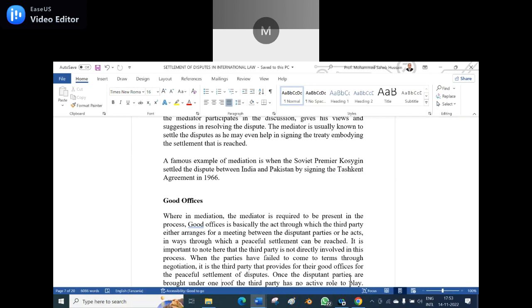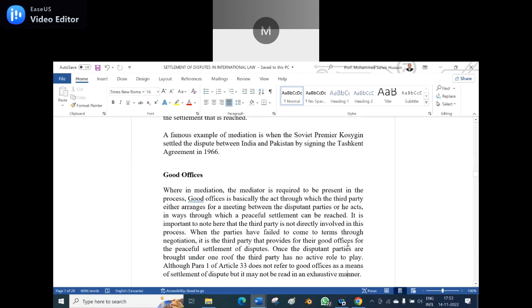Good offices is basically the act through which the third party either arranges a meeting between the disputant parties or acts in a way through which a peaceful settlement can be reached. I mean, the place where the peaceful settlement could be reached is said to be the good offices. Like I said, Tashkent, I say Simla Agreement. It is important to note here that the third party is not directly involved in this process. So when the parties have failed to come to terms through negotiation, the third party can provide its good offices for the peaceful settlement of disputes.